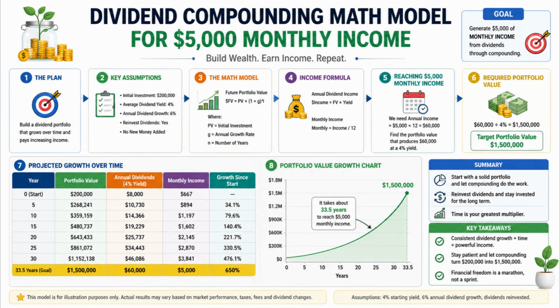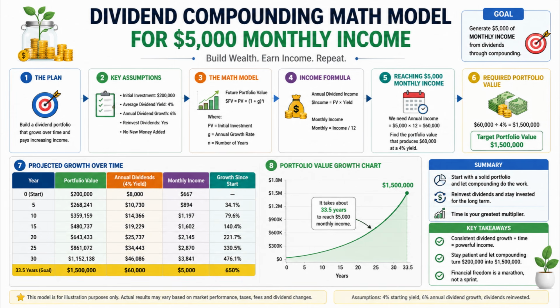In this video, we will discuss the dividend compounding math model for generating $5,000 in monthly dividend income. The main objective is to build a dividend portfolio that grows over time, reinvests its income, and eventually produces $5,000 every month. This means the portfolio must generate $60,000 in annual dividend income, because $5,000 multiplied by 12 months equals $60,000 per year. To demonstrate the model, we will begin with an initial investment of $200,000.